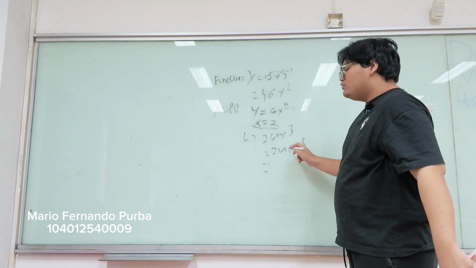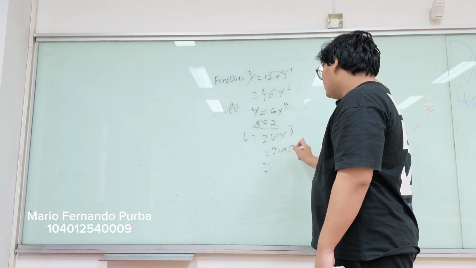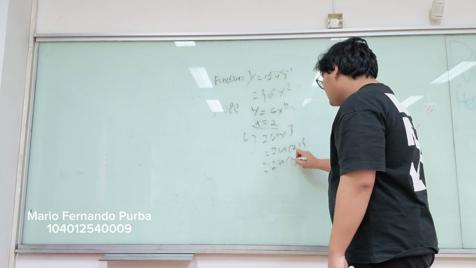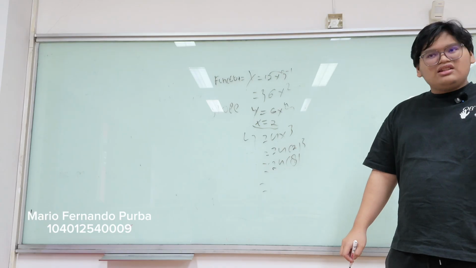So we got 2 cubed. I think it's cubic. So 2 times 2 times 2, so it's 8. 24 times 8, we got 192.